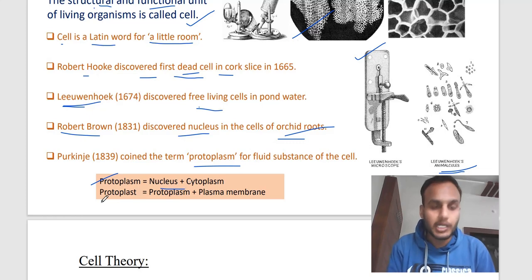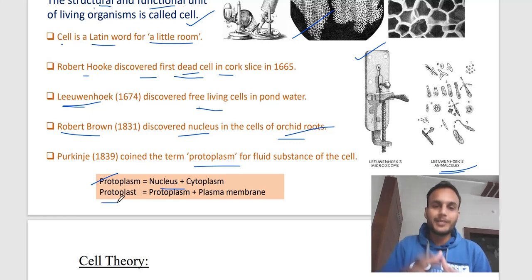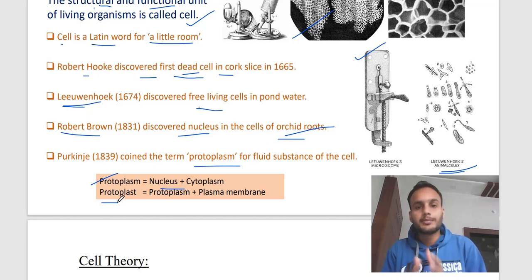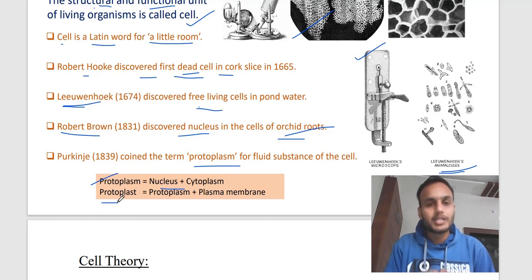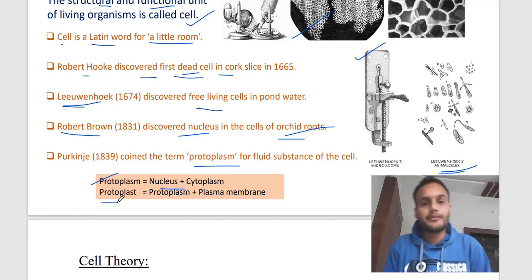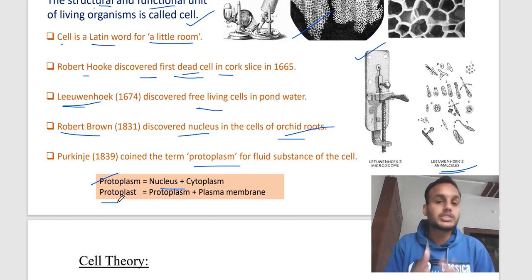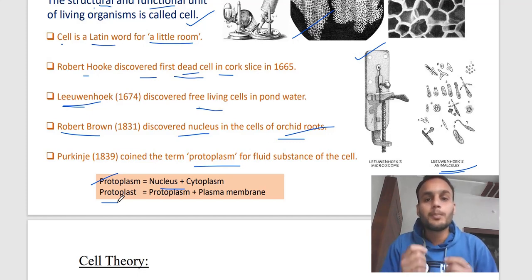Next comes the protoplast. What does it mean? Protoplast is simply protoplasm plus plasma membrane. So we can say it is like a cell without cell wall. Whatever comes inner to the cell wall comes under protoplast: cell membrane plus nucleus plus cytoplasm. Okay, I hope you are clear about it.